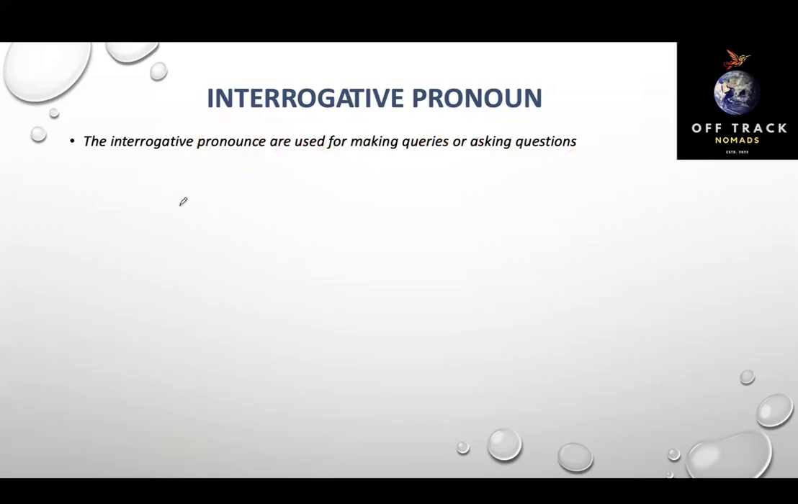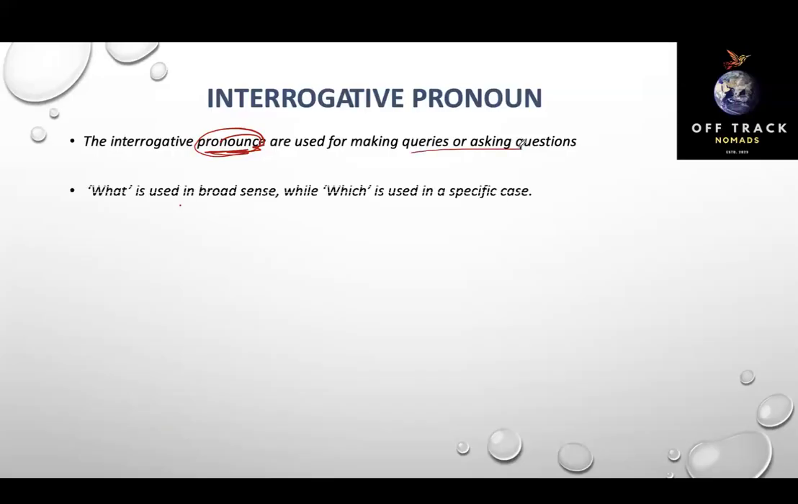The definition is here first, the pronoun. Ignore the spelling, please. Okay. Interrogative pronouns are used for making queries or asking questions. What is used in a broad sense, while which is used in a specific sense. So whenever we are using what, the options are not clearly known, and the question is quite open-ended.